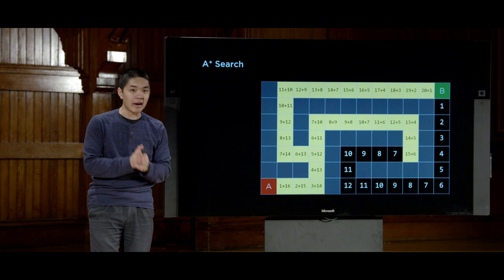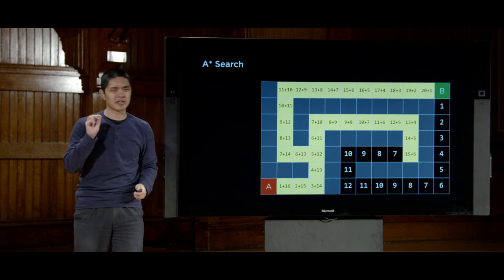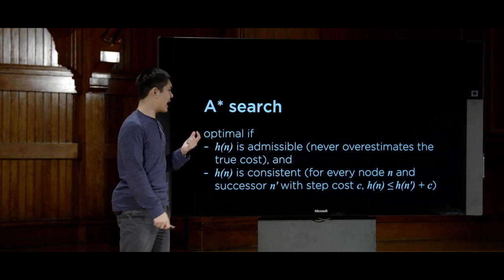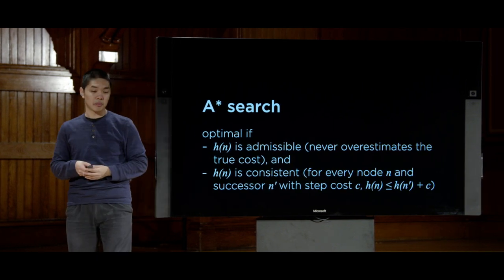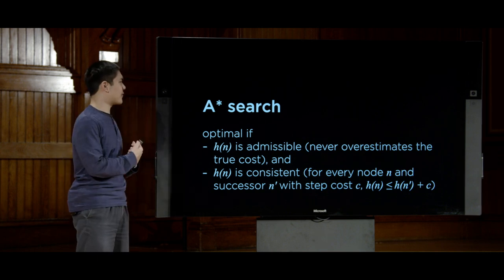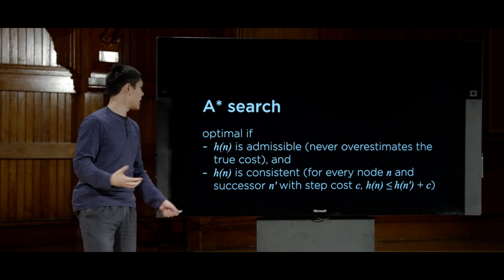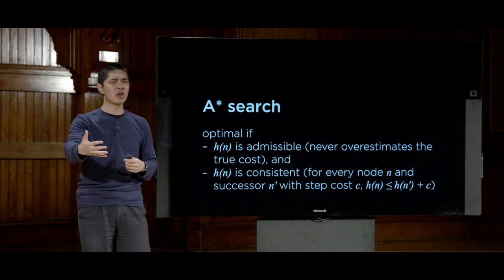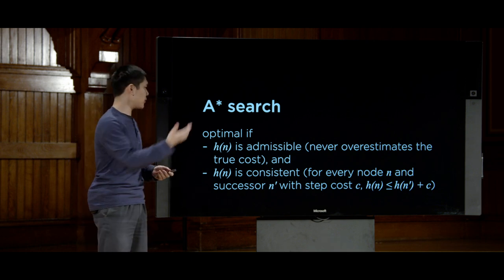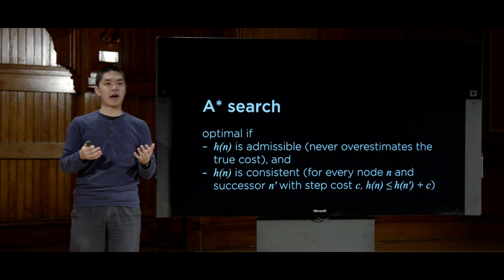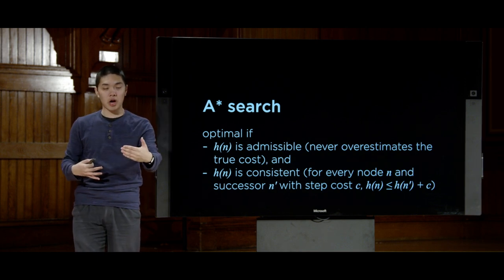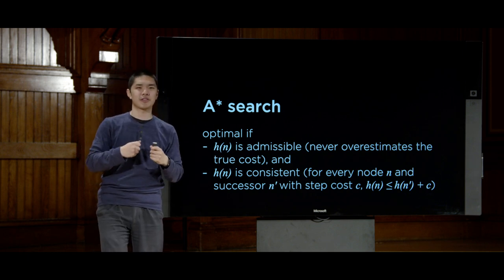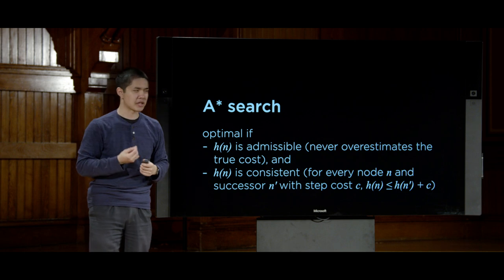And it turns out that A star is an optimal search algorithm under certain conditions. So the conditions are h of n, my heuristic, needs to be admissible. What does it mean for a heuristic to be admissible? Well, a heuristic is admissible if it never overestimates the true cost. h of n always needs to either get it exactly right in terms of how far away I am, or it needs to underestimate. So we saw an example from before where the heuristic value was much smaller than the actual cost it would take. That's totally fine. But the heuristic value should never overestimate. It should never think that I'm further away from the goal than I actually am.